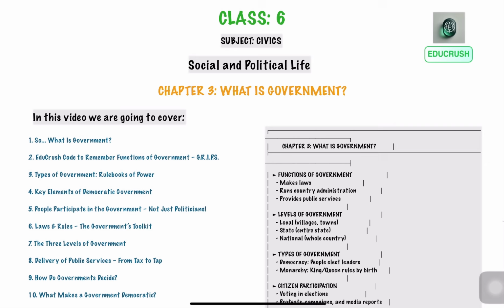Today we are diving deep into Chapter 3, that is What is Government, from Class 6 Social and Political Life. Whether you are preparing for SSC, UPSC or RRB NTPC or just want to understand how this country runs, this chapter lays the foundation. Let's decode the engine of our country, the government.